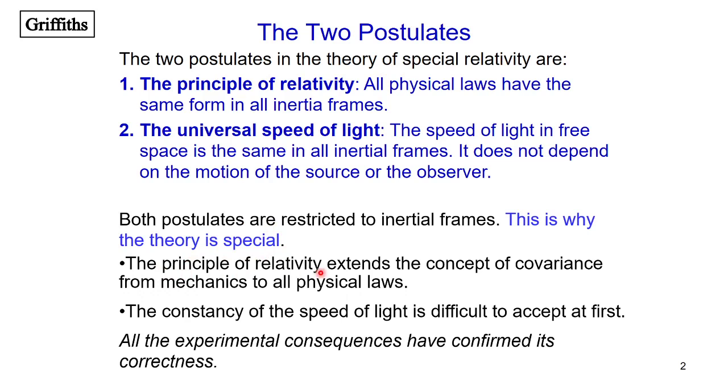The principle of relativity extends the concept of covariance from mechanics to all physical laws. Not just mechanics, but all physics laws. The constancy of the speed of light is difficult to accept at first. All the experimental consequences have confirmed its correctness. So these two postulates, up to today, are correct.